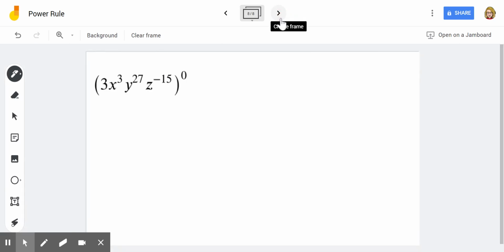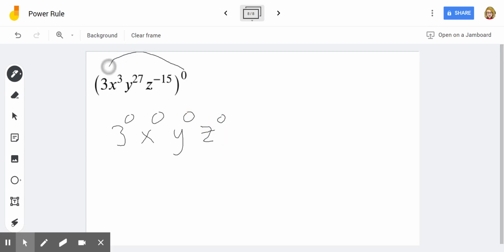And then our final one. So everything is going to be raised to the 0 power. So 3 to the 0, x to the 0, y to the 0, and then z to the 0. This is because we multiplied all of our exponents by 0, and anything times 0 is 0. So 3 to the 0, well, that's going to be 1.